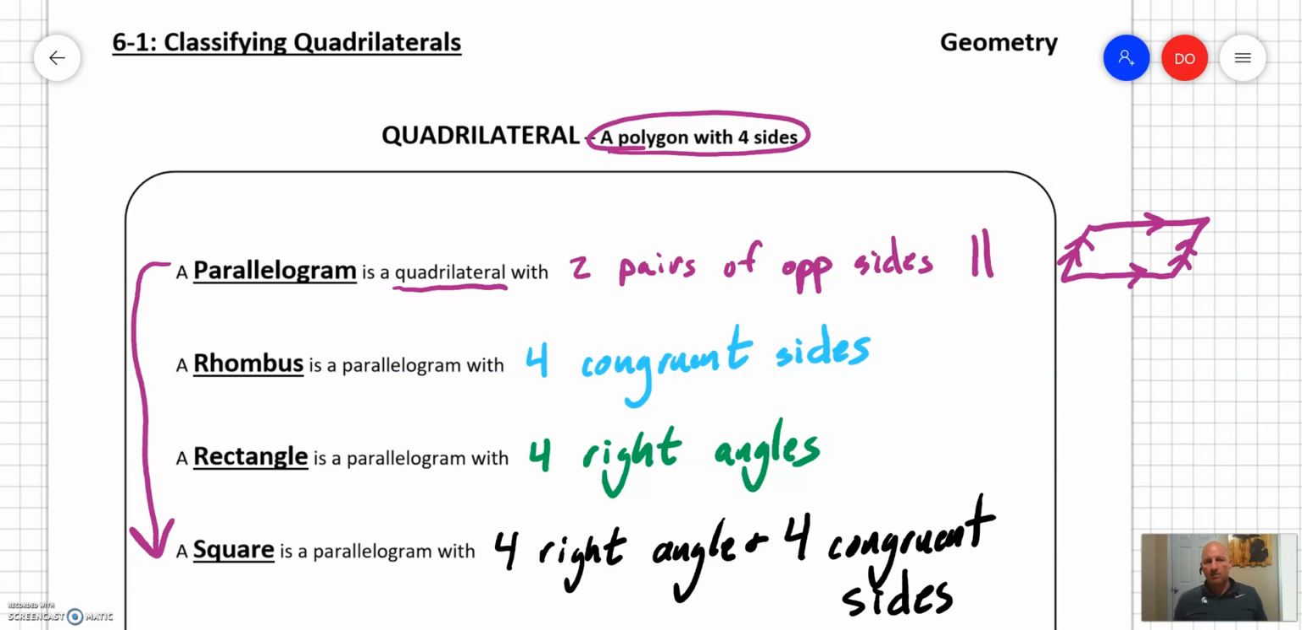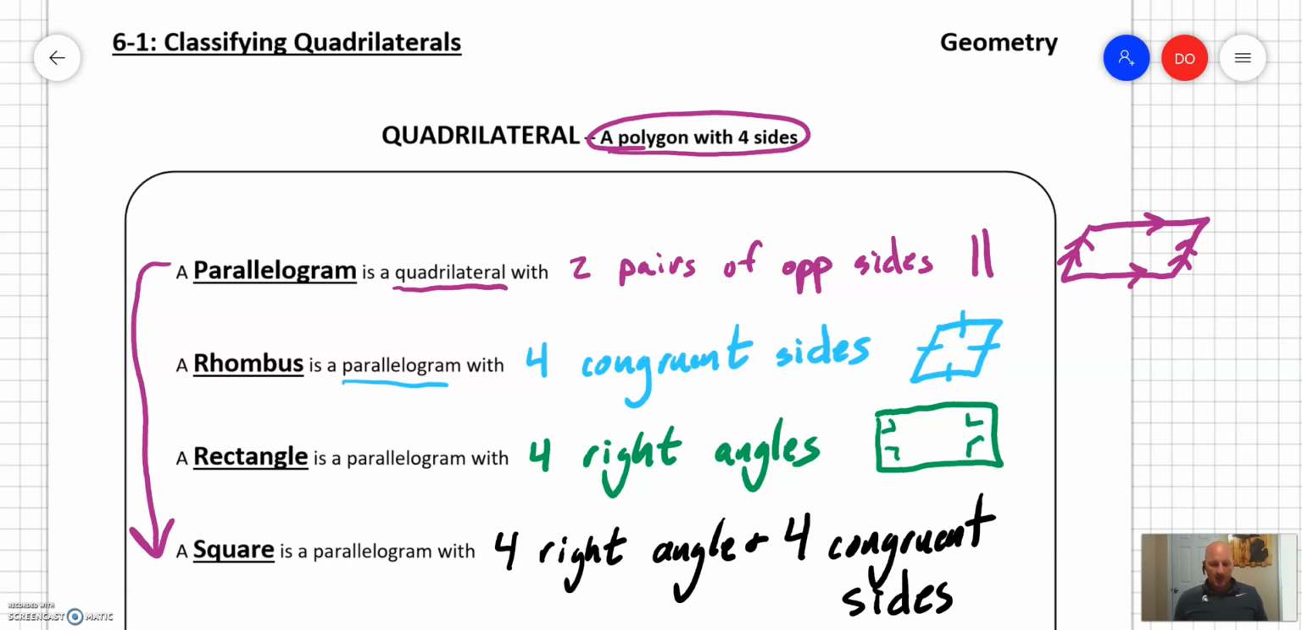So if we look at a rhombus is a parallelogram, so it carries that idea of 2 pairs of opposite sides being parallel. But then in addition to that, all 4 sides have to be congruent. So a rhombus looks something like this, all 4 sides being the same measure. If we look at a rectangle is a special kind of parallelogram, which means it has 2 pairs of opposite sides parallel. And then in addition to that, it contains 4 right angles. So it looks something like this.